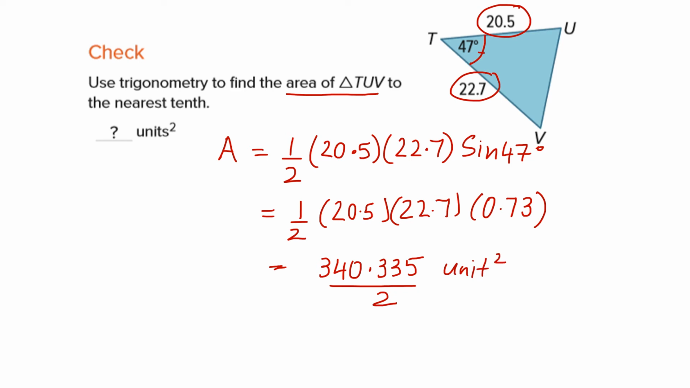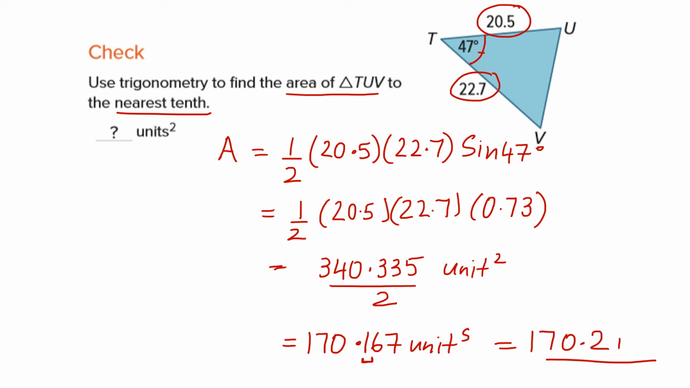Don't forget the unit, it is going to be unit square. Okay, so let's try 340.335. We are dividing with 2, so it will come out to be roughly around 170.167 units square. So it says round to the nearest 10th, which means one decimal place, so we will write it as 170. One decimal place means just one place after the decimal, so it will be 170.2 unit square. That's how you find the area of the triangle using trigonometry.